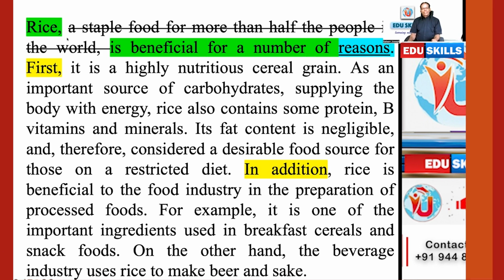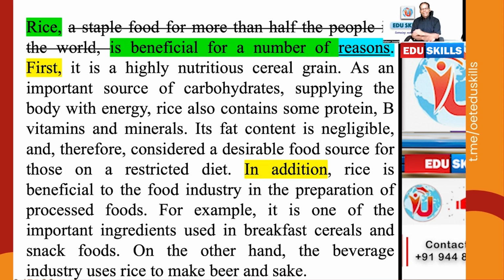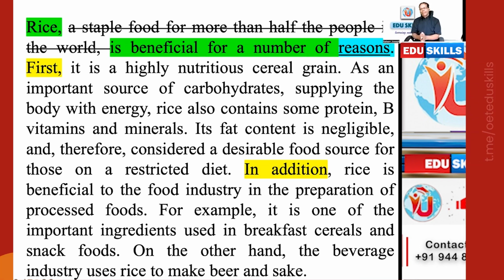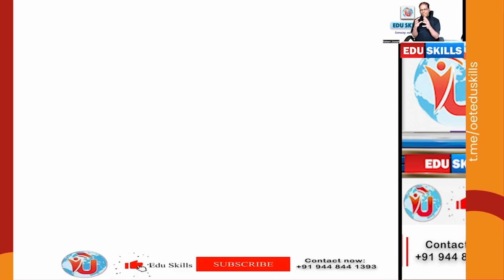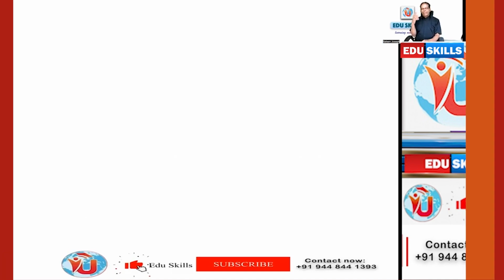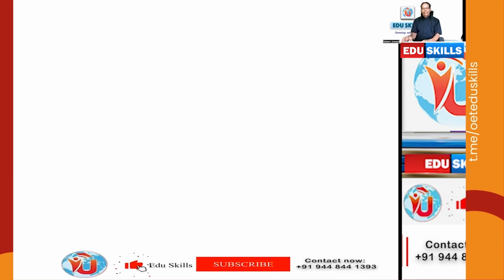So how beautiful, you see, whatever is in between comma, a staple food for more than half the people in the world is irrelevant. You can just ignore it. That's how you beat the time. And also it helps you to understand when you read, avoiding those things in between commas or hyphens, just neglect them and read the rest of the part. You will get the answer or the meaning very easily. Rice is beneficial for a number of reasons means rice, benefits of rice: 1, 2, 3, 4. Just I am trying to fix inside your mind the structure of a paragraph or an audio or a script or a paragraph in your writing or in your speaking.